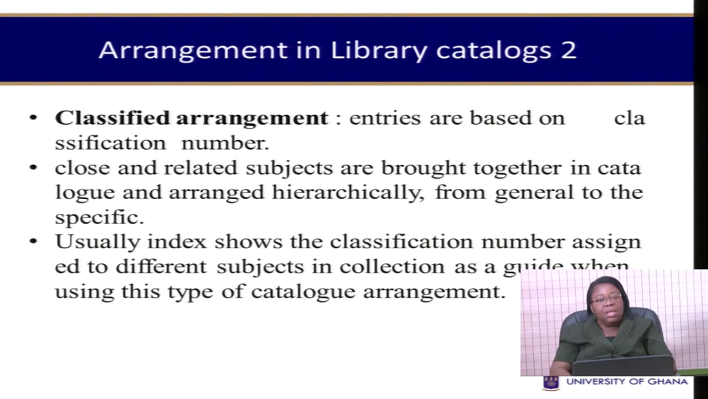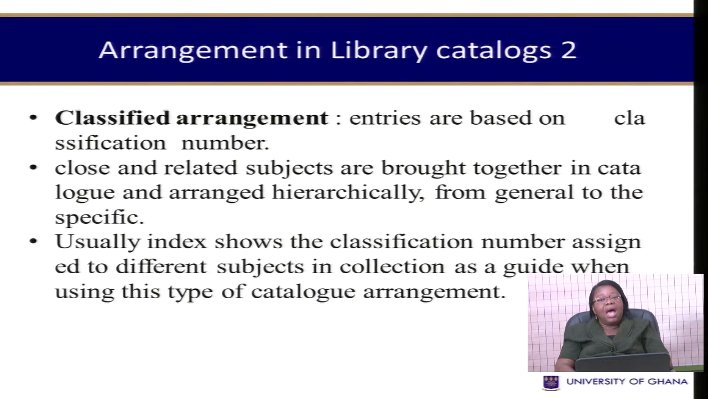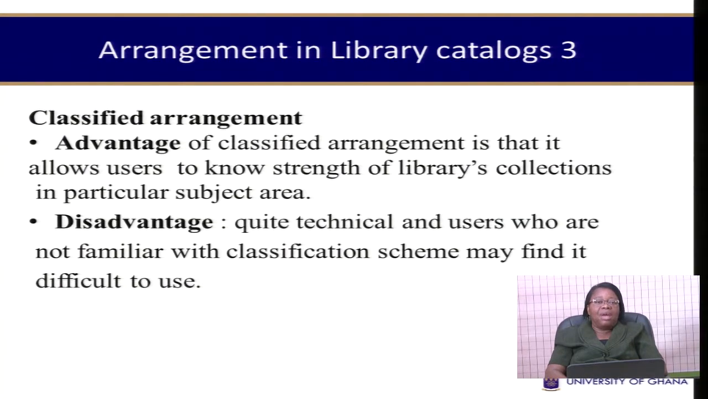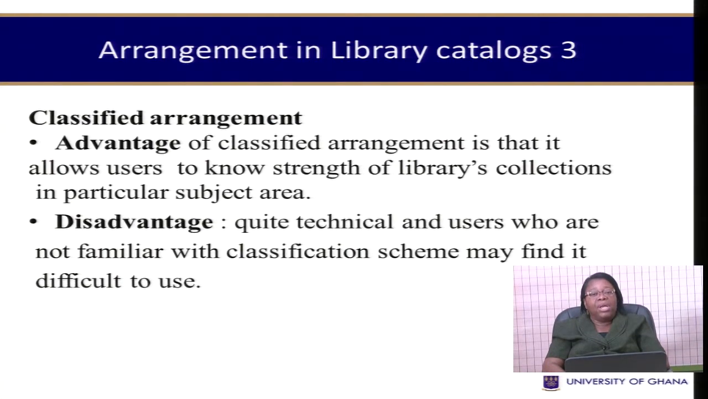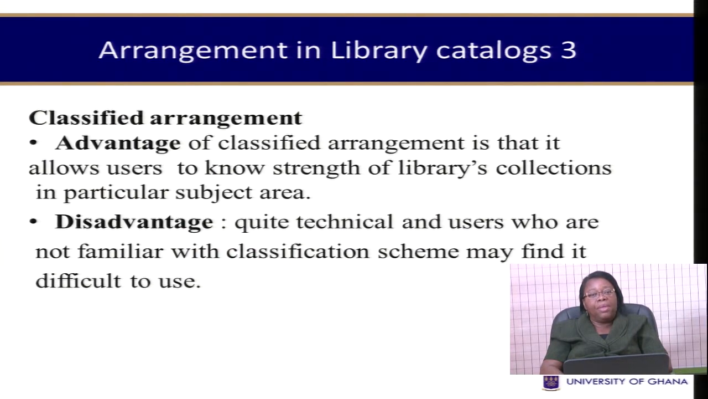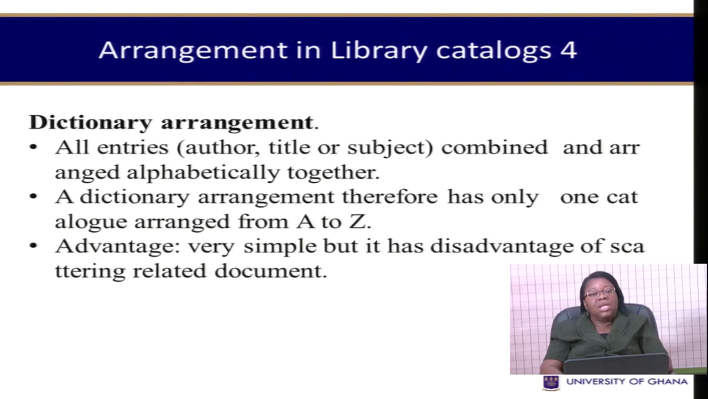Then we have the classified arrangements, where the entries are based on classification numbers. So all the materials which are close and related subjects are brought together, and this helps people to be able to locate not just one material, but other related materials on a specific subject. So classified arrangement, what's the advantage of classified? As I mentioned earlier, it brings collections which have related information together. And the disadvantage is that it's quite technical, and people will need to be familiar with your classification scheme to be able to retrieve information. Dictionary arrangements, all entries are arranged in alphabetical order, and this is very easy for anybody. Once you know your alphabet, you'll be able to find the information easily.